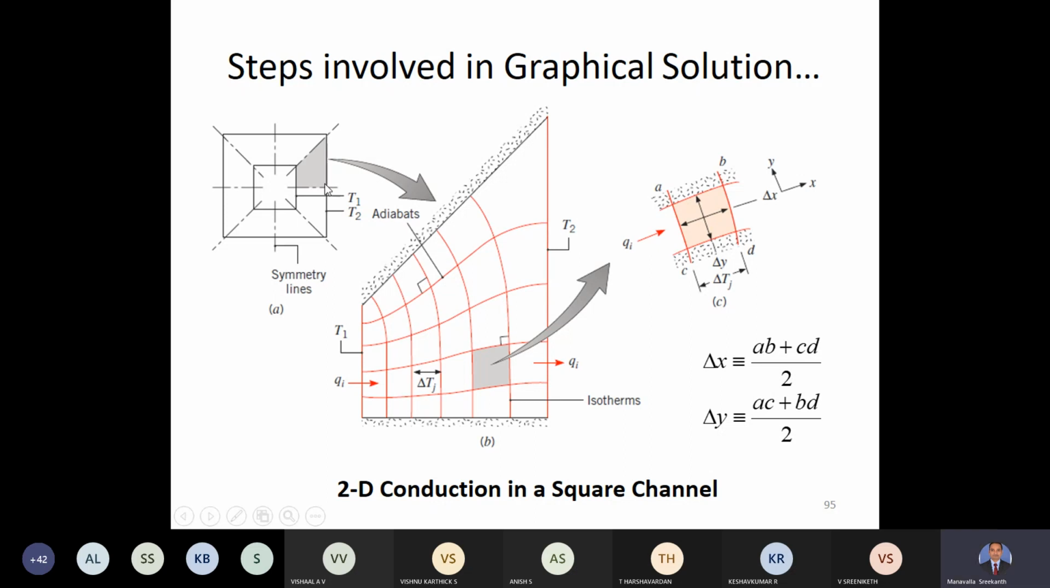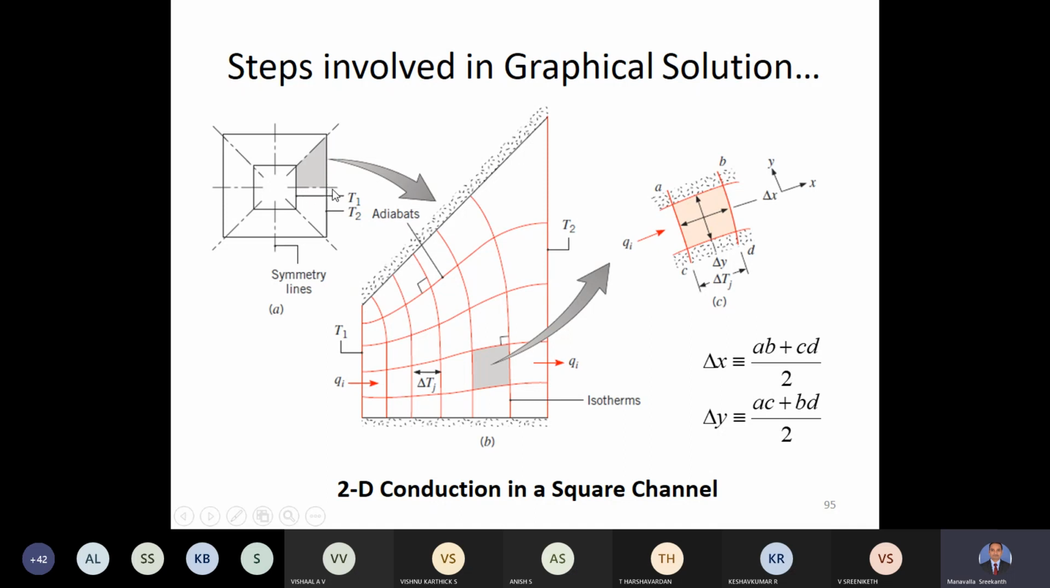So you take this segment and represent it here. This segment is shown here in a larger image. And you see here, this is a line of symmetry. So this line of symmetry is the adiabatic line. So here the heat flux is 0.